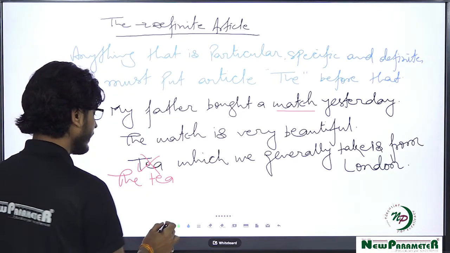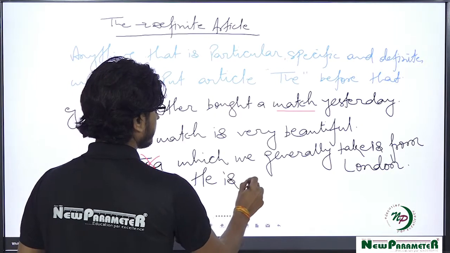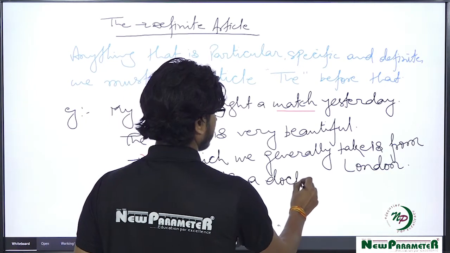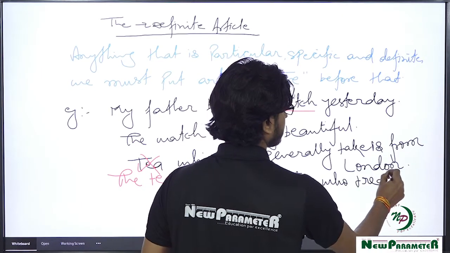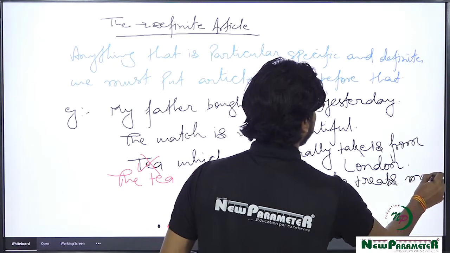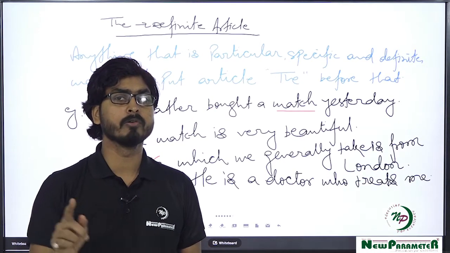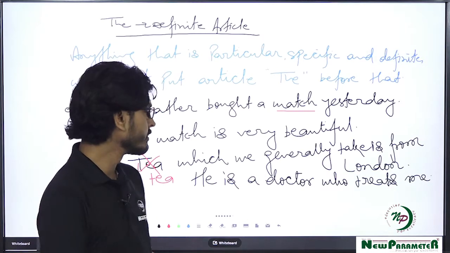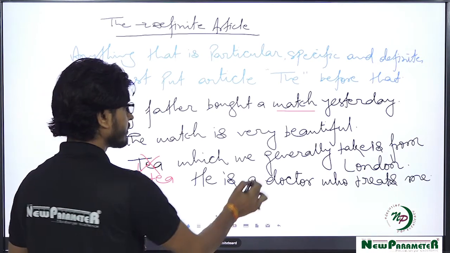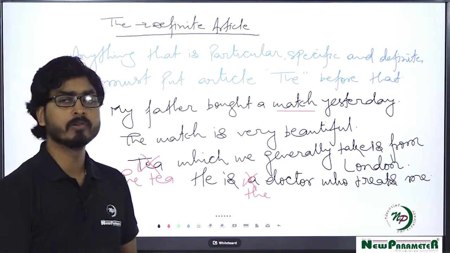Some more example, if I say, he is a doctor who treats me. I'm not talking about any doctor, I'm talking about that particular doctor who treats me. So this doctor becomes very specific and particular. So the sentence is wrong. We must go for article the. He's the doctor who treats me.